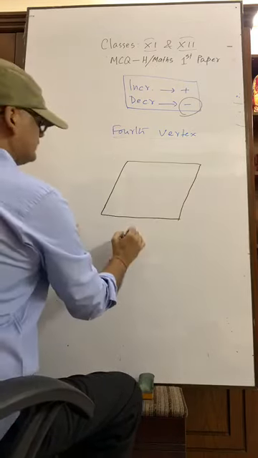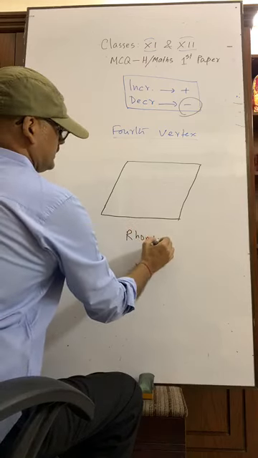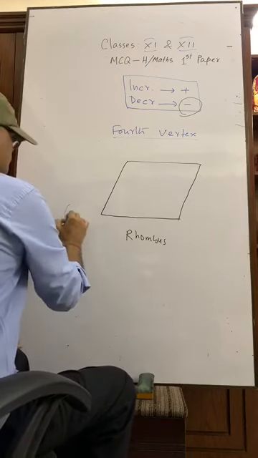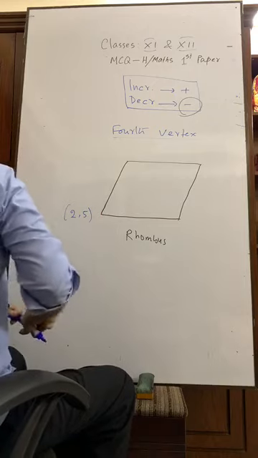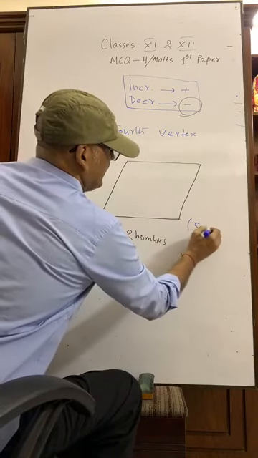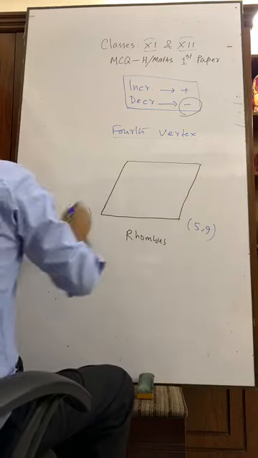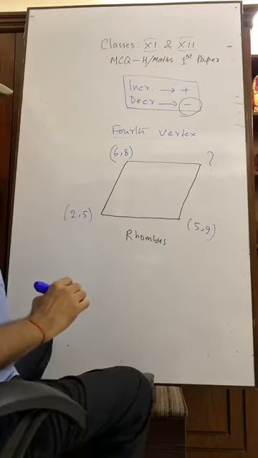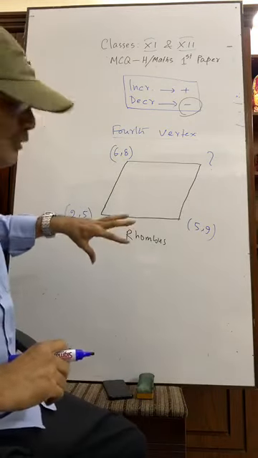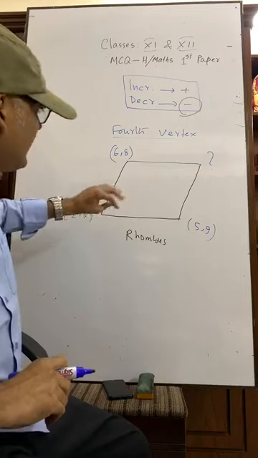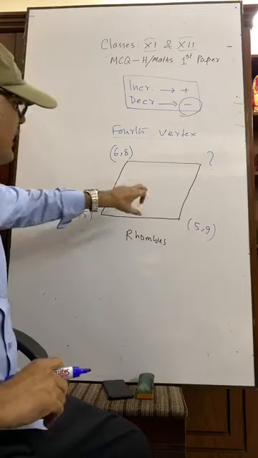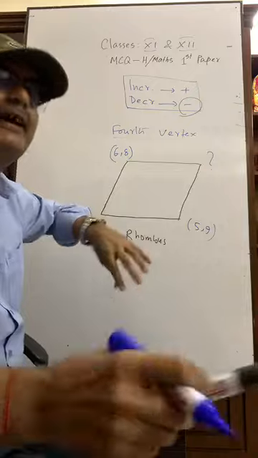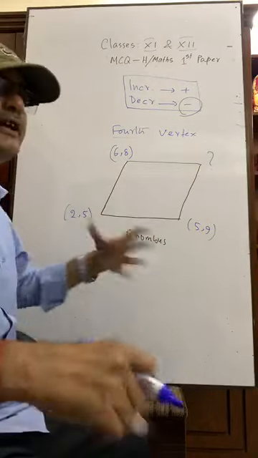Suppose this is a rhombus. The points are given, suppose 2, 5, 5, 9, 6, 8, and we have to determine this point. What will you do? We know that the diagonals of a rhombus bisect at right angles, right? So you will find the midpoint of this diagonal, and we will also find the midpoint of the other diagonal, then just equate these two ordered pairs and you will get the result, right?